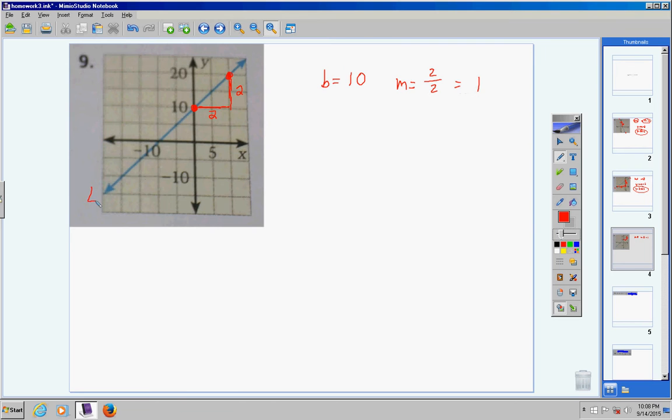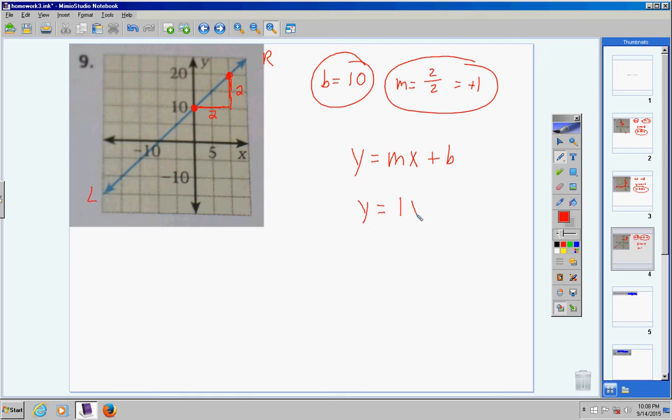Now here's the left side. Here's the right side. It's sloping upward, so my slope is positive. So I know the y-intercept and I know the slope. When you know the y-intercept and the slope, that is when you want to use this formula right here. Okay? So for my m, I'm going to substitute 1. And for my b, I'm going to substitute positive 10. And if you don't want to put the 1 here, if you just want to leave it x plus 10, that's totally fine. Or you can put the 1. That is fine also. Either way is sufficient. Okay?